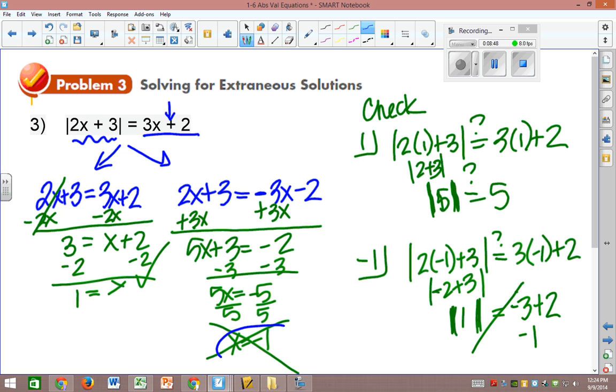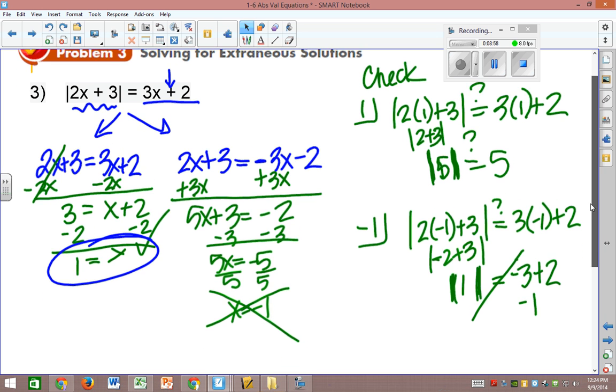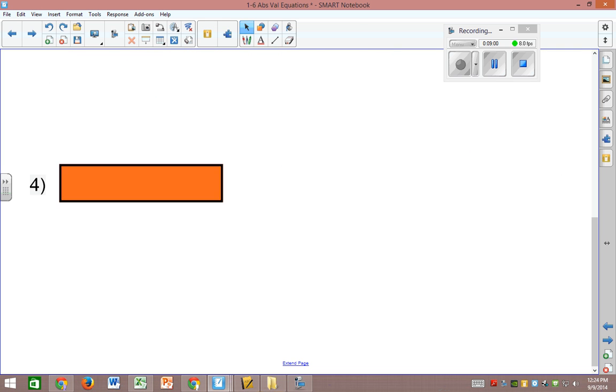Does that mean I should include this on my test or quiz? No, that is not an answer. You do not need to include it at all. This is one of the problems that you would just have one solution. Nice. All right, I think this is our last problem.